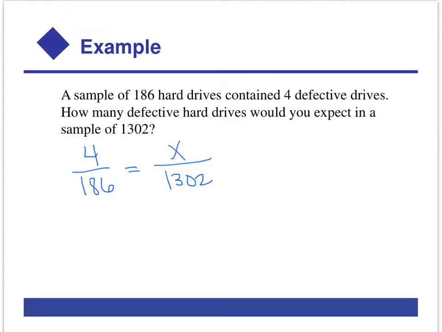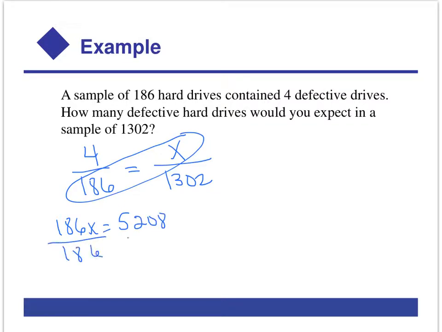So again, we're going to do the butterfly, so we get 186x. Now 4 times 1,302 is going to equal 5,208. We're going to divide both sides by 186. Okay, so x is going to equal 28. So we could expect 28 hard drives to be defective out of 1,302.